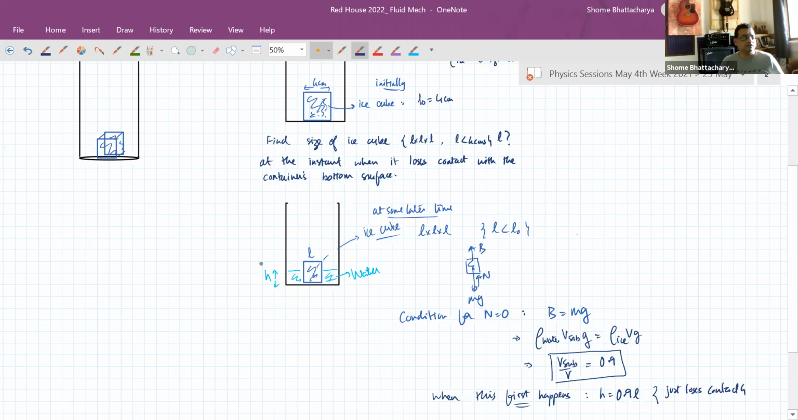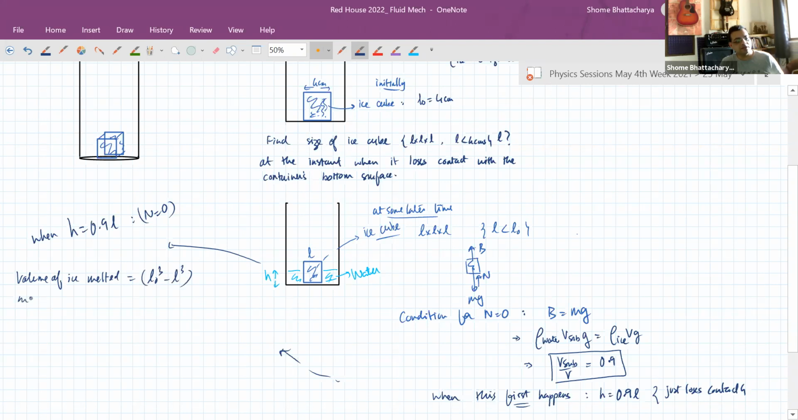So here the idea is that when h becomes equal to 0.9 L, that is when the normal reaction contact force is lost. Now what is the relationship of h with L? Let's understand that. Volume of ice melted is equal to L naught cube minus L cube. Mass of ice melted is density of ice into the volume melted. That is the mass of water that is formed, equal to this quantity. Now that is equal to density of water into volume of water formed.